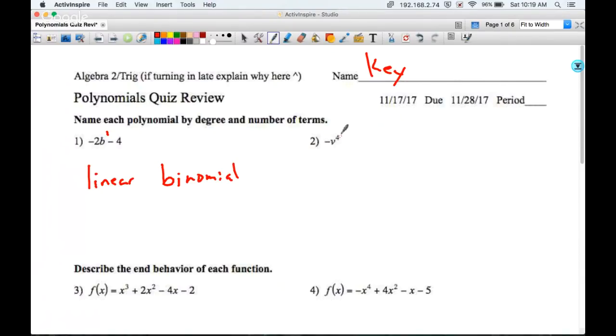Over here, we've got a 4. Don't get confused, that's not a quadratic, it is quartic. Different root word for 4, quartic, one term, monomial.